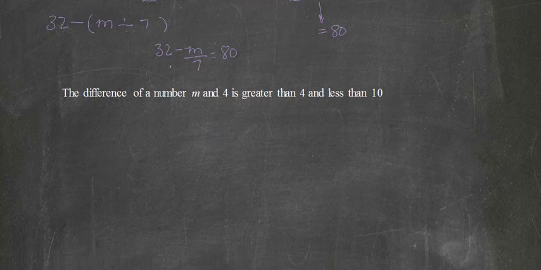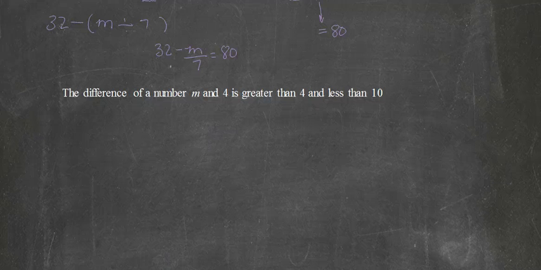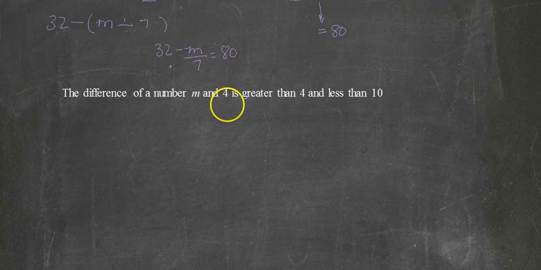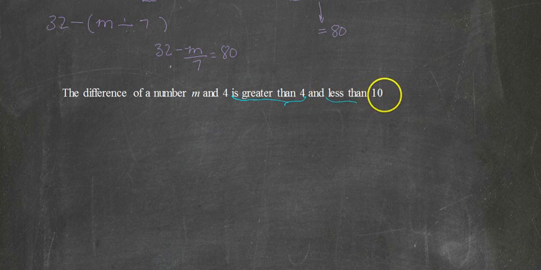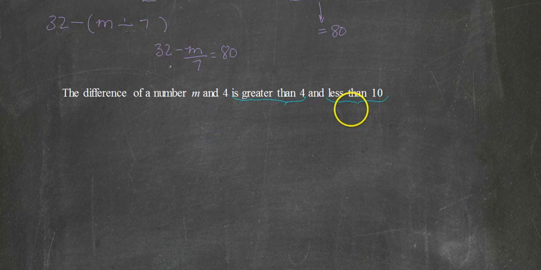Let's do one more, because these are kind of hard. The more examples I can do, the better. I'm only doing one more. The difference of a number m and 4 is greater than 4 and less than 10. Holy cow, that one looks really hard. So this is a case where we have something that is greater than 4 and also at the same time less than 10. So we have to find a way to say both of those things at the same time.